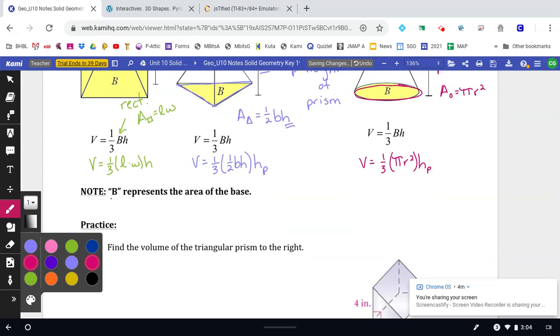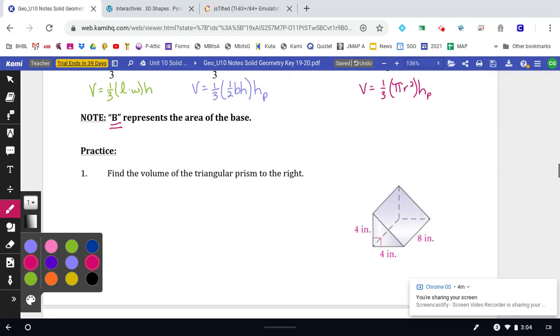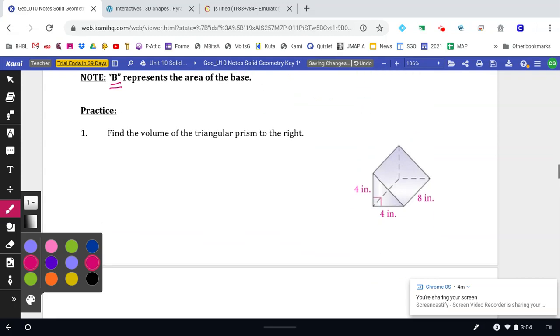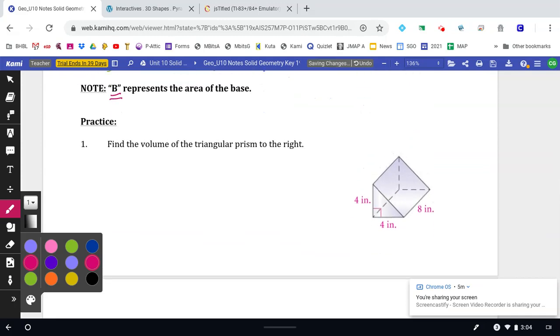All right, so again, the big B is representing the area of our base. All right, so if I want to find the volume of any shape, I first have to determine what that shape is. So here I'm noticing that I have a triangle and I'm flanked on each side by a rectangle, so a triangular prism. So volume equals the big B times H.